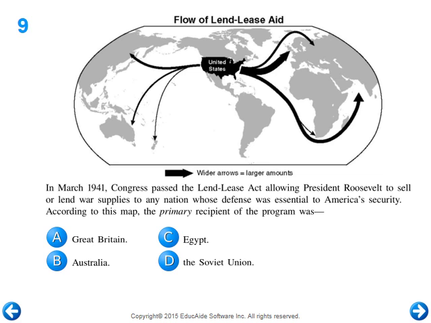This map up here with these arrows depicts the flow of Lend-Lease aid. In other words, how much money and how many supplies and things we sent to what parts of the world during 1941. Okay, now notice this is March of 1941. We don't actually get involved in World War II until December of 1941 when the Japanese attacked Pearl Harbor. So this is before we're involved. All right, so Congress passed the Lend-Lease Act allowing President Roosevelt to sell or lend war supplies to any nation whose defense was essential to America's security. According to this map, the primary recipient of the program was who? All right, now to figure this out, you need to look for the biggest arrow, the thickest, widest arrow. Okay, in this case, the thickest, widest arrow is coming up right over here off the coast of Europe. It's going to be Great Britain.